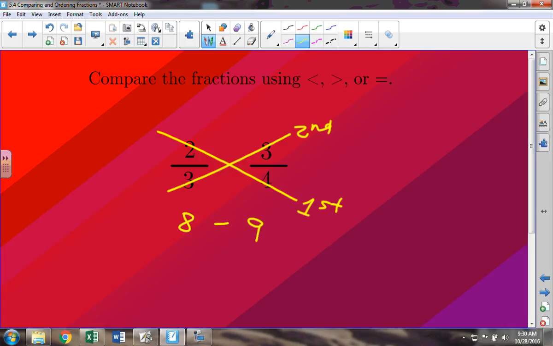Since 8 is less than 9, it lets us know that 2/3 is less than 3/4. And we're done.